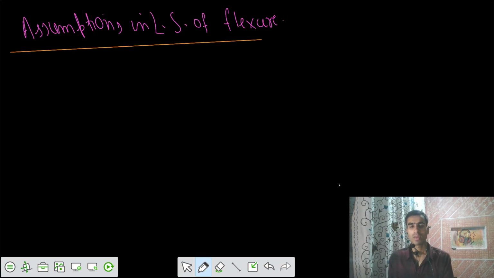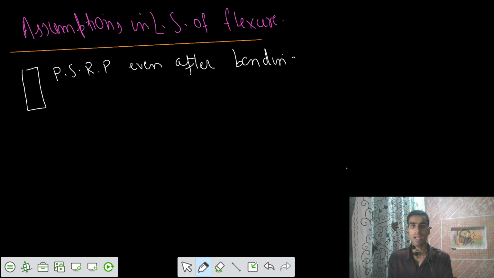One general assumption you can always have is that plane section remains plane, even after bending. Initially the section was plane, and after bending, or flexure, it remains plane. What we can infer from that is that strain variation is linear.